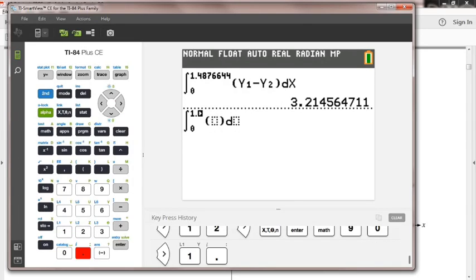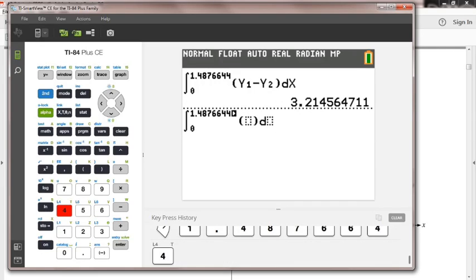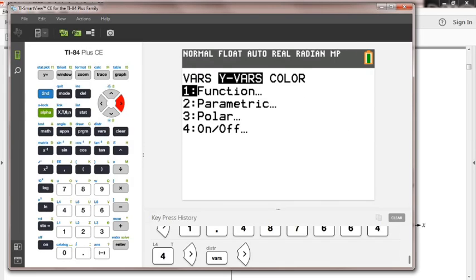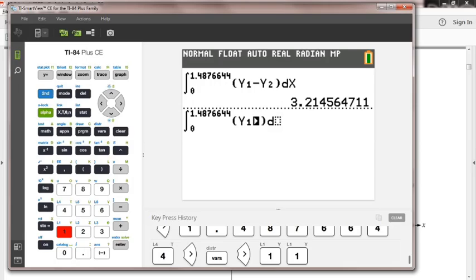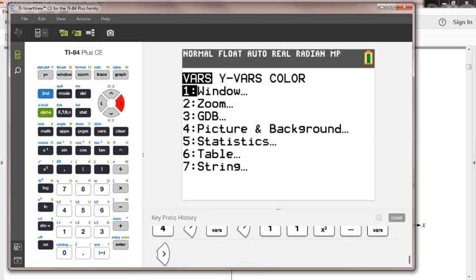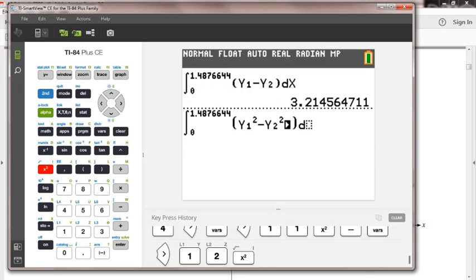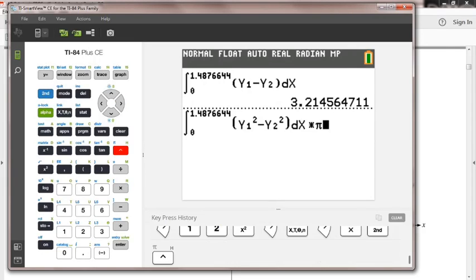So 1.487664. And then I have y1, so I'm going to go vars, y-vars, function, and I want y1, and I'm going to square that thing, and then I'm going to say minus, oh, I forgot the pi, huh? Oh, it's okay, I can multiply it by pi at the end. Vars, and then y-vars, function, I put the y2 in there, and I'm going to square that dude. Okay, so let's put our x in there. And then at the very end, since I didn't do it at the beginning, I'm going to multiply this by pi to get my final answer.